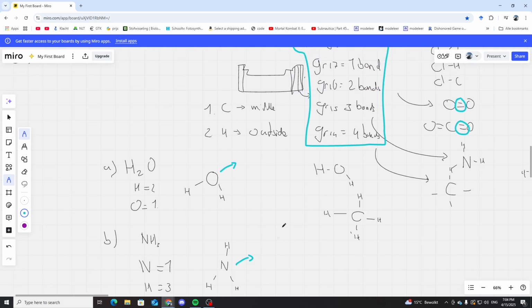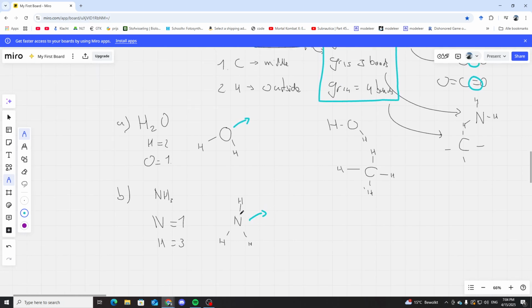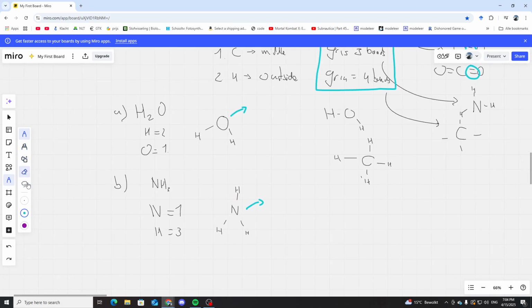N wants how many bonds? It is in group 15, so I want 3 bonds. Does it have that? 1, 2, 3. Correct. Next one, the H's want only 1 bond. This one has 1, this one has 1, this one has 1. It is all correct. I know I am right.